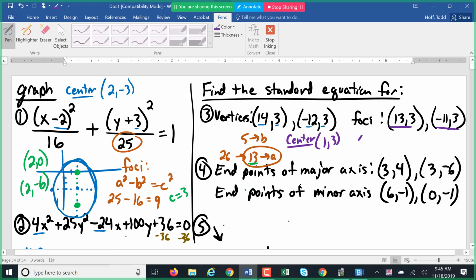So my equation, x minus 1, because the x coordinate is at 1 of the center, squared, over A squared. So since A is 13, A squared is 169. Plus y, the y coordinate is at 3 for the center, so y minus 3 squared over b is 5, so 5 squared is 25. Of course, equals 1. So there is that equation.